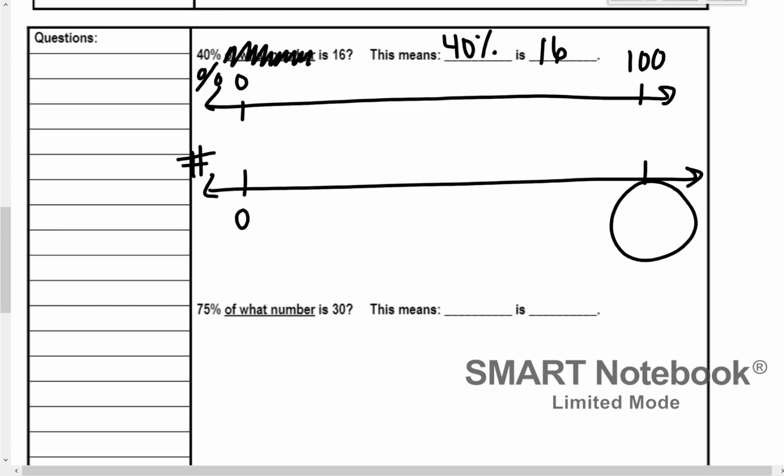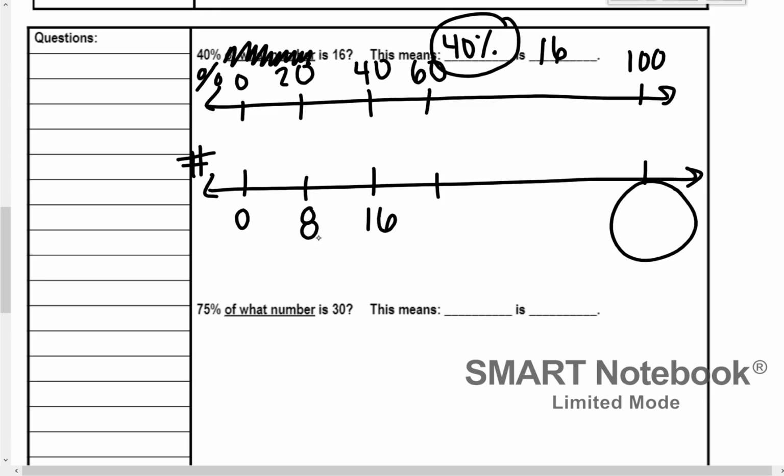Now we have 40%. And if we count by 40s, are we going to be able to get to 100 equally? No, we're not. But we could count by 20s again, and we would have that 40 right around here, which is 16. But we do need to fill in what that 20 would be because it's a number line. To go from 40 to 20, we're dividing by 2. So if we divide 16 by 2, we would get 8. Now we can just count by 20s because we know 20 is worth 8.